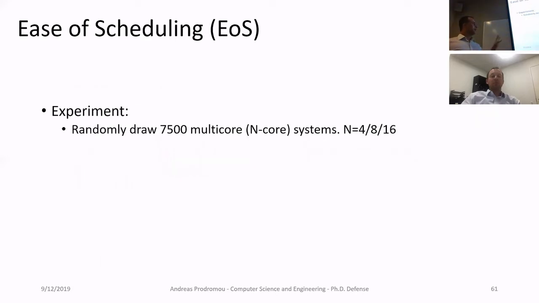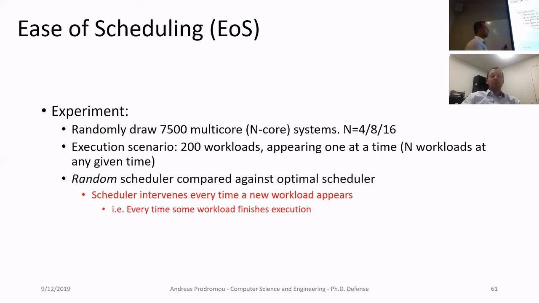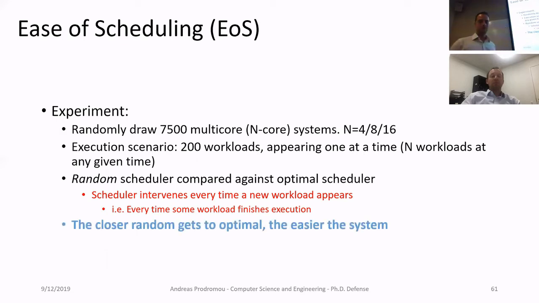So for this experiment, we randomly draw 7,500 multicore systems. On each one, we execute 200 workloads, appearing one at a time whenever another one is finished. Whenever a new workload appears, a random scheduler intervenes and shuffles workloads around. And eventually we compare that against the optimal scheduler. So how many different types of cores do you have? Well, our dataset has 600 cores to choose from, 200 for each ISA. And these are randomly drawn systems with the only rule that it's got to be heterogeneous ISA. There's one core at least from each of the 3 ISAs. Okay, so eventually, the closer random gets to optimal, the easier the system.